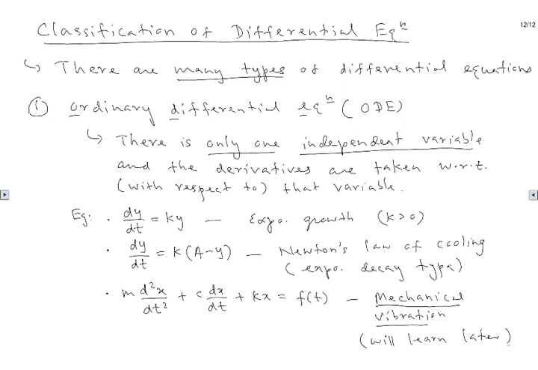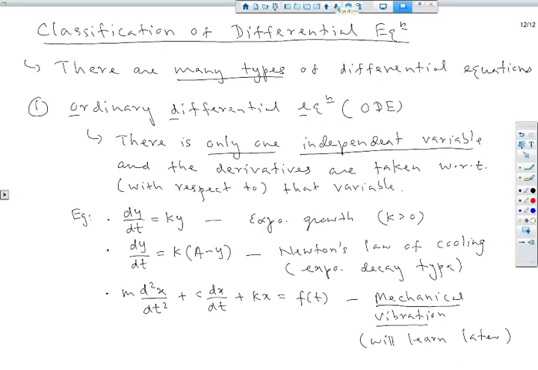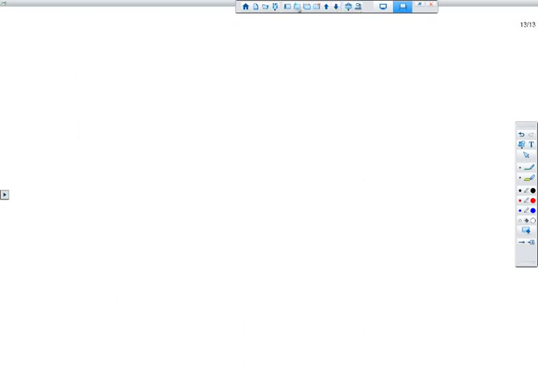So let's go to the second type. The second type is what we call the partial differential equations. Type 2, partial differential equations.